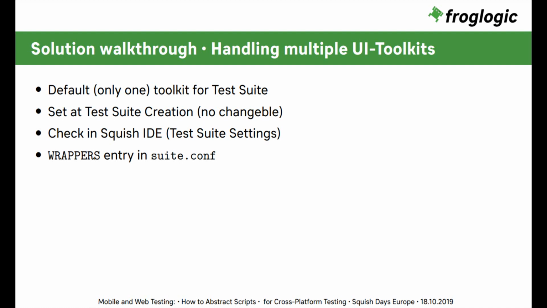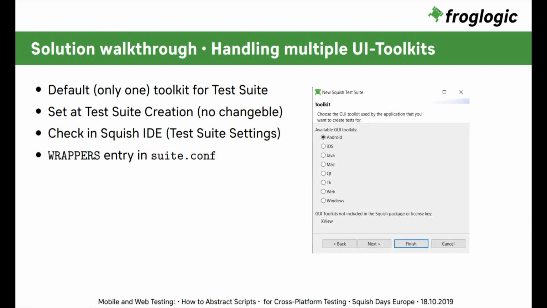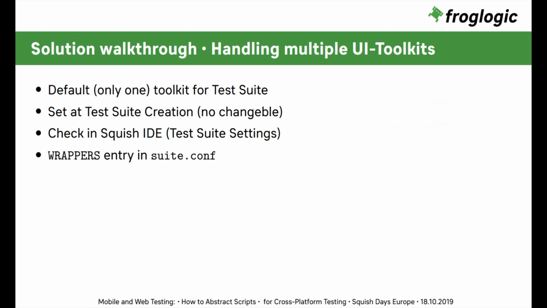In Squish, when you create a new test suite, you need to select only one UI toolkit as the default. This cannot be changed later. In our case, we want to run tests for both web and Android front ends. So just pick one of these UI toolkits as the default one when creating a new test suite. It does not matter which one at this point.